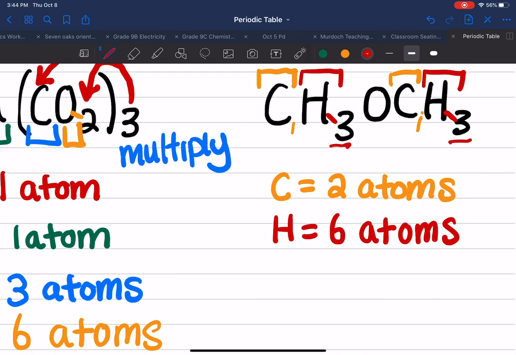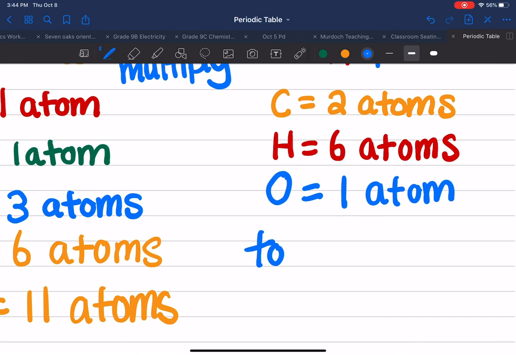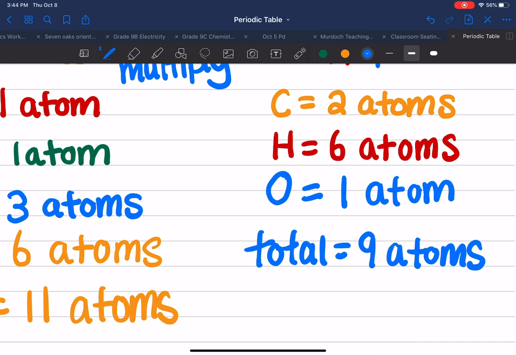Now let's look at our next letter, which is the O. Are there any more O's in this molecular formula? No, there isn't. There's only 1. So we know the capital O equals oxygen. It is an element, so there's only 1 atom. And now what is the total? The total equals 2 plus 6 plus 1, which equals 9 atoms found in this molecule.